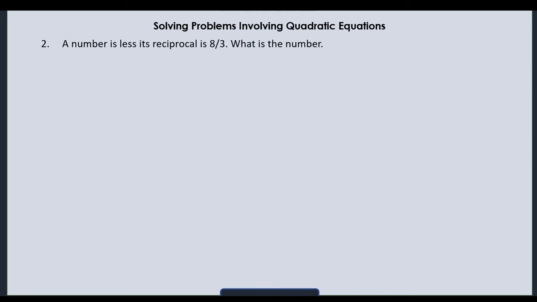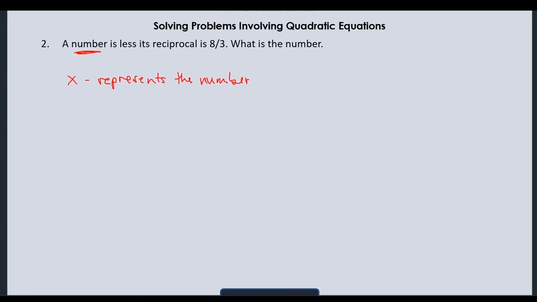Solving problems involving quadratic equations, problem number 2. A number minus its reciprocal is 8/3. What is the number? So we're going to represent the number as x. Let x represent the number.